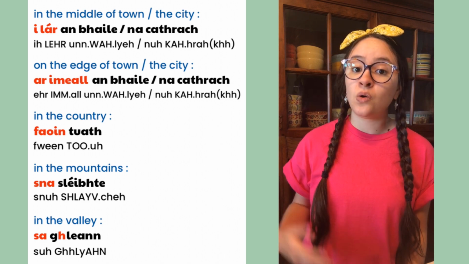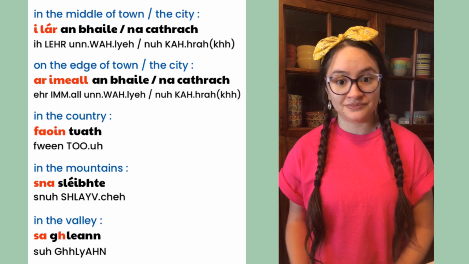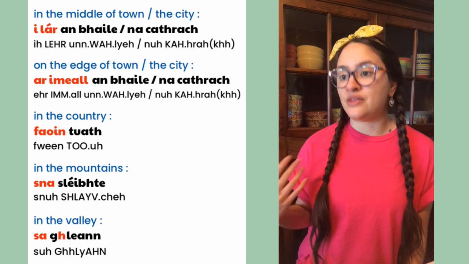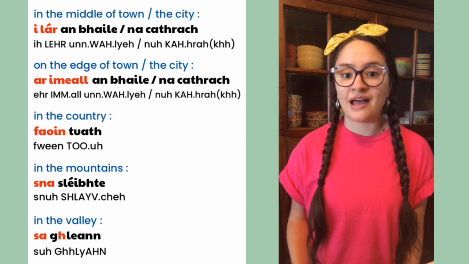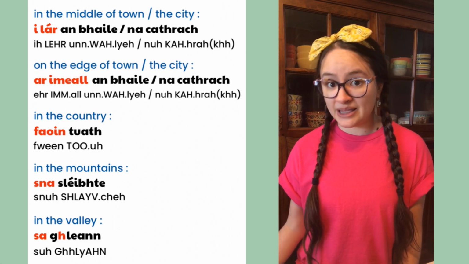Now, we can get even more specific with our answer, and either in addition to the kind of residence you live in, or instead of, you can reply with a general location. So, for example, you could say, I live in the middle of town. Or I live in a house in the middle of town, or in the middle of the city.